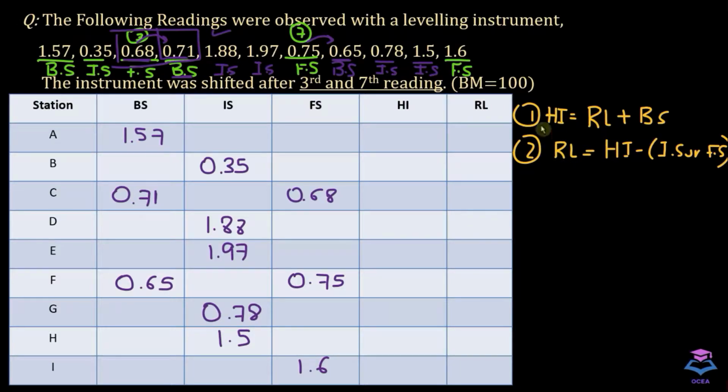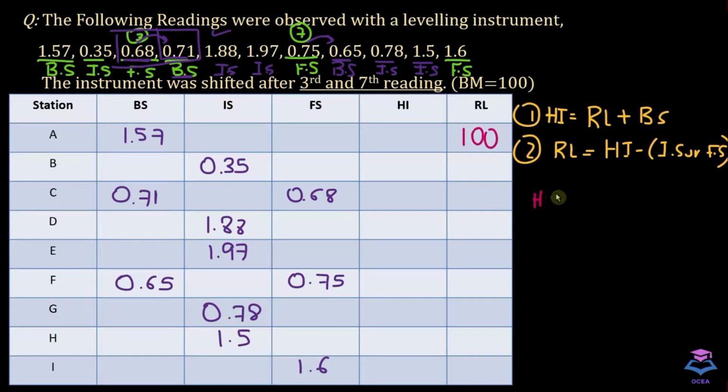These are the equations that we discussed earlier to determine the height of instrument and the reduced level. We are going to use these equations to fill up these columns. So the elevation of the benchmark is given as equal to 100. So it's going to be written over here. And first we are going to determine the height of instrument.